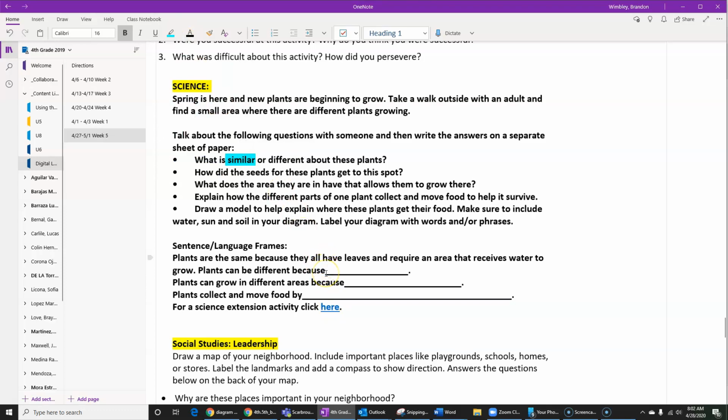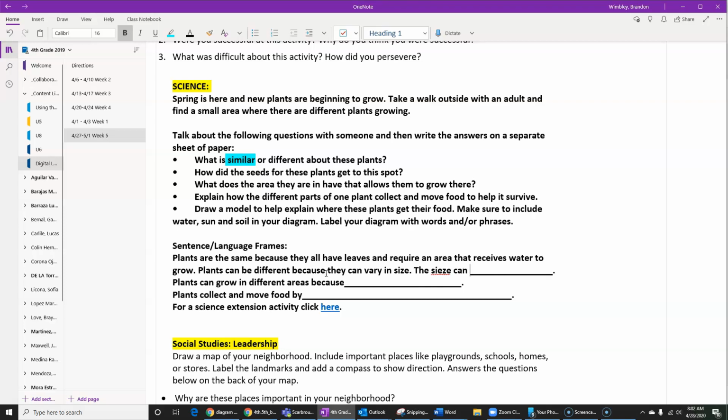Plants can be different because they can vary in size, so they can be different sizes. And what else? Well, if you've noticed, they also have different size leaves, different amounts of trunks. What else can they do? They also have different widths, they have different roots, but it's all going back to that size. So I'm going to mention that size.